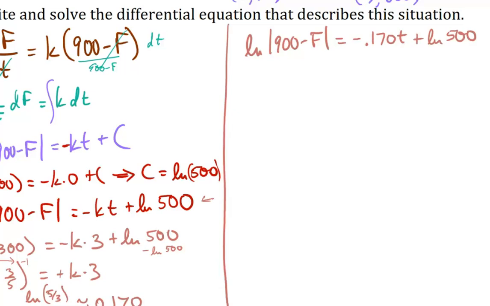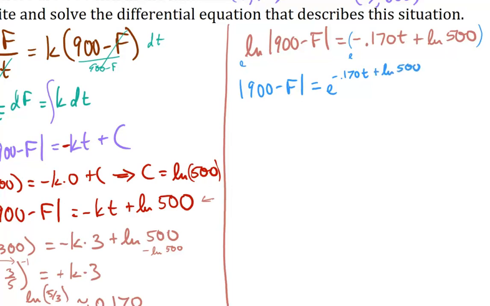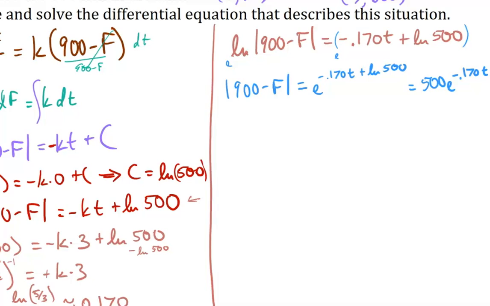I'm going to take the exponential of both sides. So I'm going to have e to this whole quantity over here, but e to the natural log will cancel this out. So I have absolute value of 900 minus f equals e to the negative 0.170t plus natural log 500. But that is actually 500 times e to the negative 0.170t. How did I do that? Because e to the a plus b is the same as e to the a times e to the b, and e to the natural log 500 is just 500, and I moved it to the front.